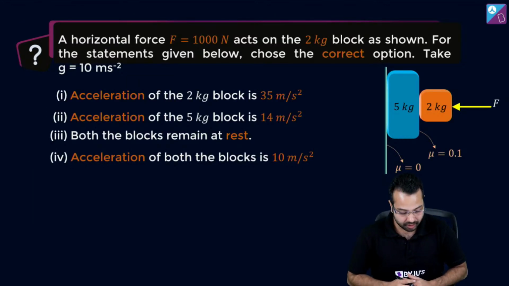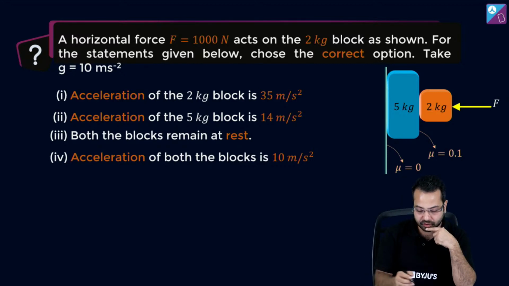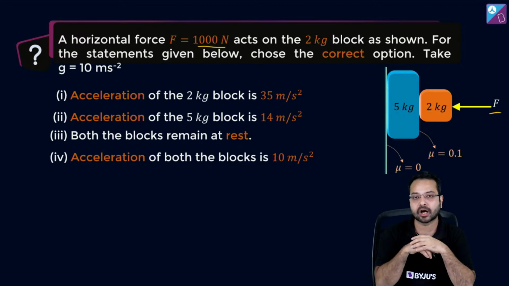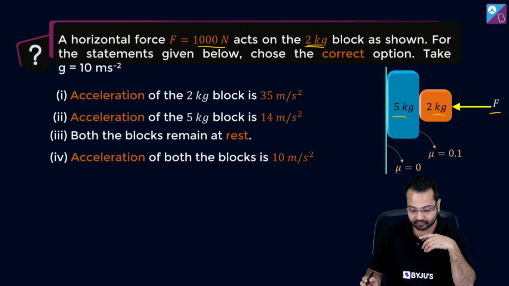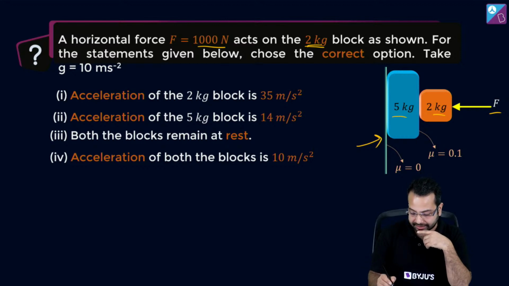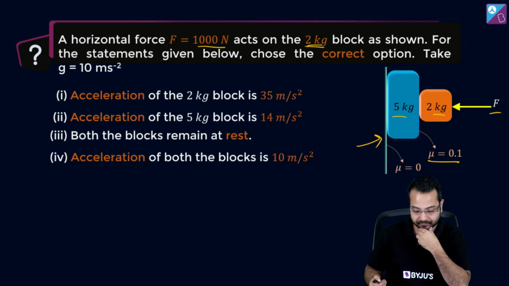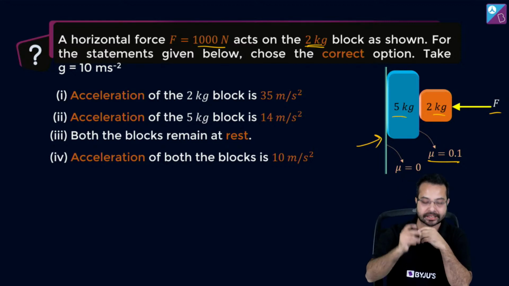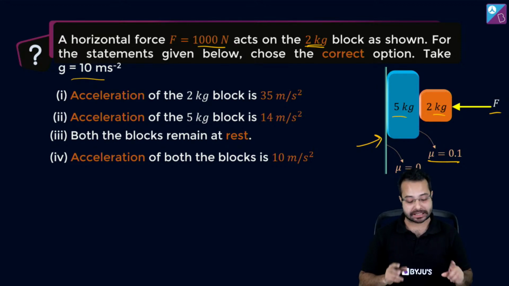All right, the next question is also on friction, and what we have here is a horizontal force of 1000 Newton acting on this block. Then there is a 2 kg block, and there is a 5 kg block. The coefficient of friction between the wall and the 5 kg block is 0. And the coefficient of friction between the 2 kg block and 5 kg block is 0.1. We have to choose the correct options. You can take g equal to 10 meter per second square.